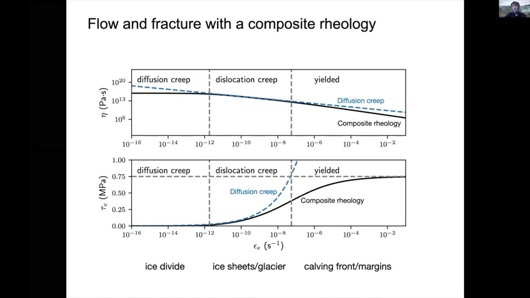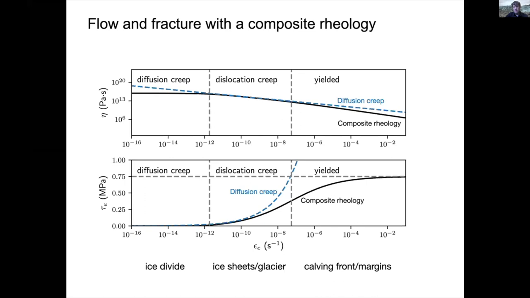The way the model I'm going to show you works is it essentially has three regimes. The most important regime that we're typically used to is dislocation creep. That's the power law Glen's flow rheology that we all know and love, and that's illustrated by the dashed blue line. If you go to really low strain rates, people might argue that diffusion creep becomes important, and fabric and things like that. We don't really need to worry about that because we're interested in larger strain rates.